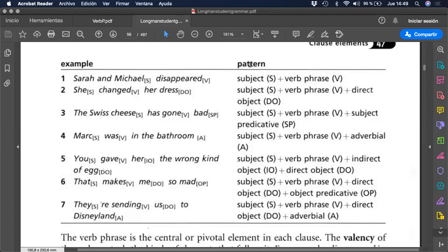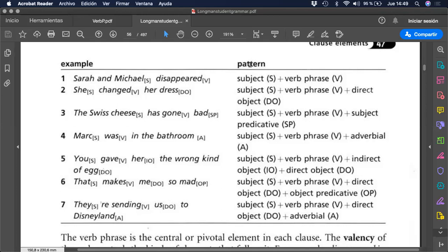There are variations of this, but basically what I'm saying with valency pattern is the canonical version of the English language, right? I'm not referring to any specific dialect or any specific emphatic usage. Yeah, but basically this is the key. When I say, for example, Sarah and Michael disappeared, it has a pattern. The pattern then is subject and verb phrase, verb, right?